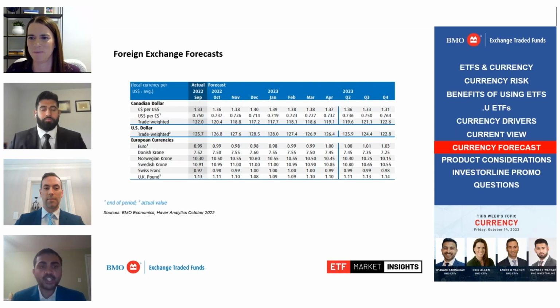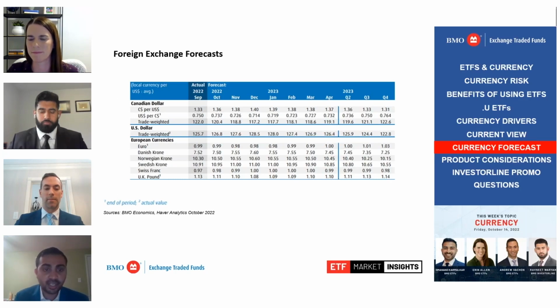For sure. So you can see in the short term, the currency market can be very volatile. So if you look at just the first line, where it's Canadian dollar per US dollar, you'll see the actual in September is about 1.33. October forecast, 1.36, and we can see as high as going to 1.4.